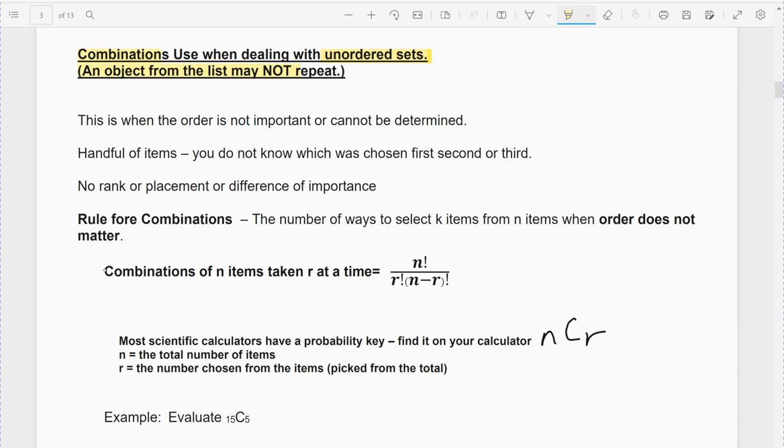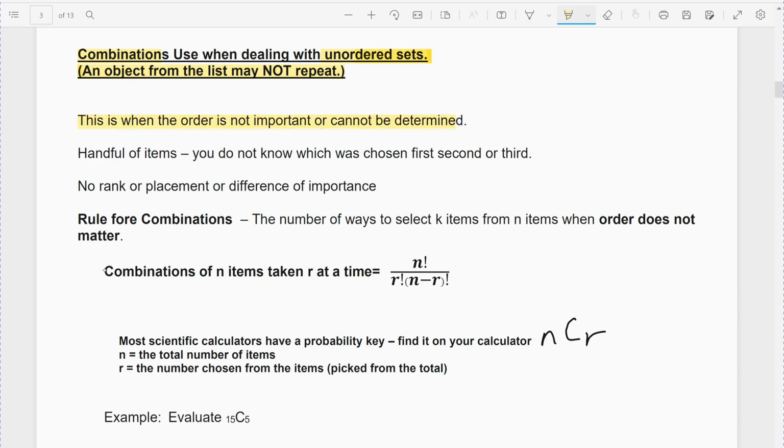You still cannot repeat an item. That's the same for combinations and permutations. So if you repeat items, you have to go back and use one of our earlier methods of multiplication and addition for finding how many. All right, so order is not important or it cannot be determined.